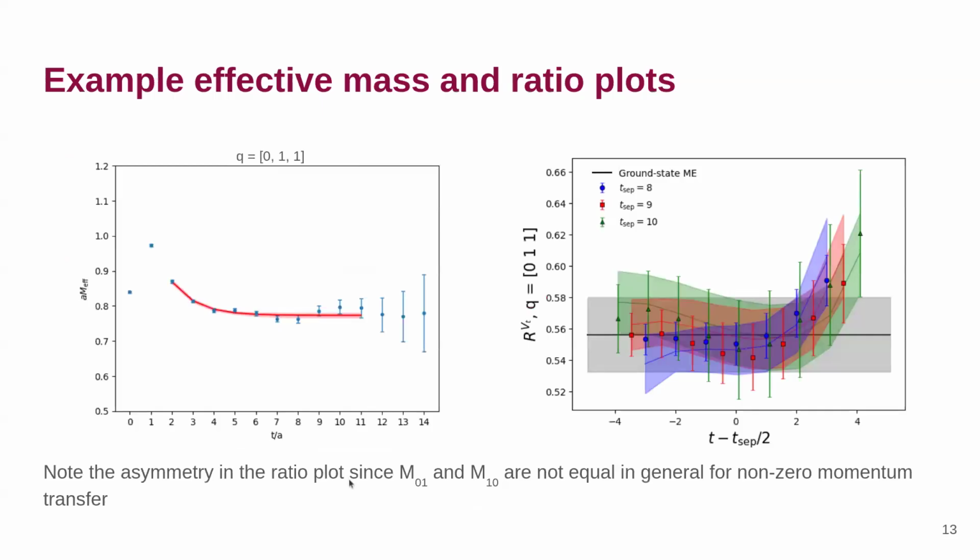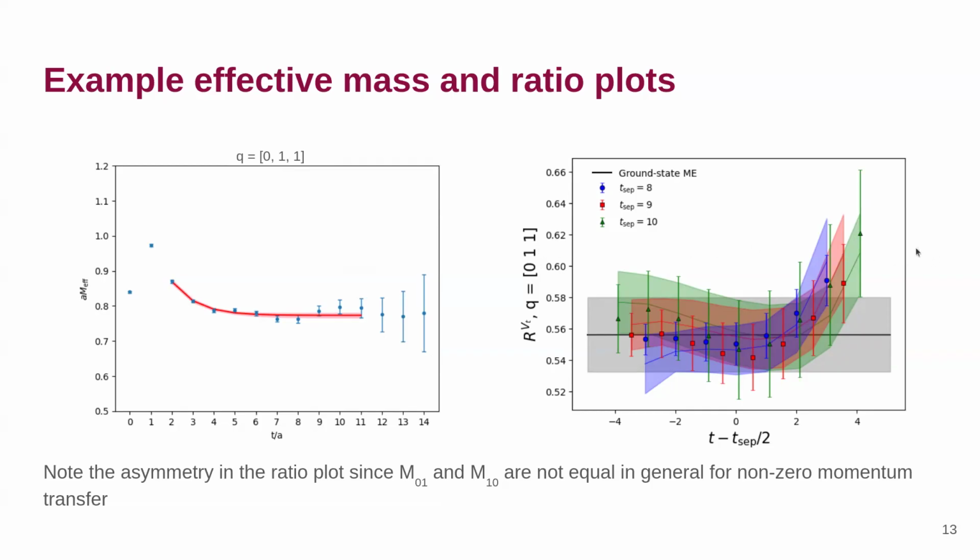And so here I just want to include some things that hopefully people are somewhat familiar with. There's just a typical effective mass plot on the left. These are things that you should know how to produce. And then on the right, this is a ratio plot like you would have produced when looking at charges. But I picked this plot because now we've got this non-zero momentum transfer. There's one unit of momentum transfer in the y and one in the z directions.